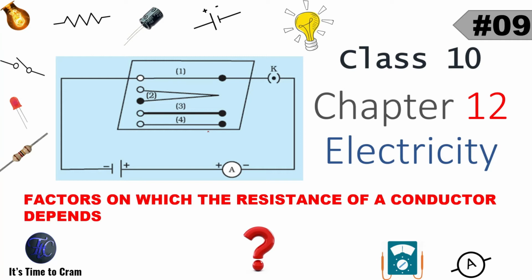So hello dear students, this is the 9th video lecture of chapter 12, Electricity, class 10, and in this video lecture we are going to discuss the factors on which the resistance of a conductor depends.